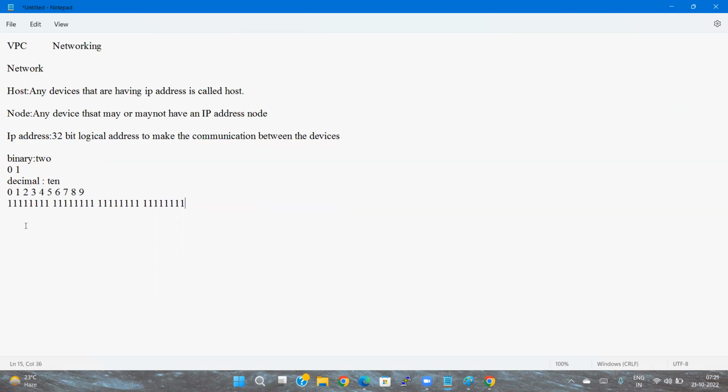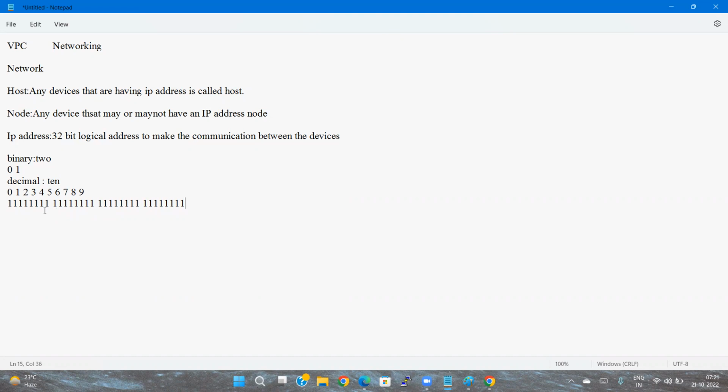So if you see here, we are having 8 bits, 8 bits, 8 bits, 8 bits. So 4 8s, 32 bits. So this is how your IP address will be looking like. An IP address and these 32 bits are divided into 4 different octets, 8 bits each.